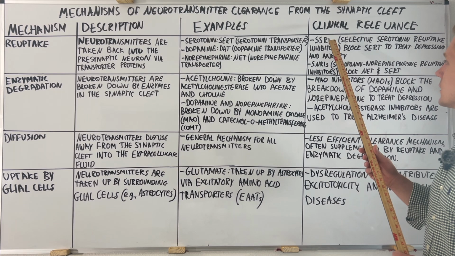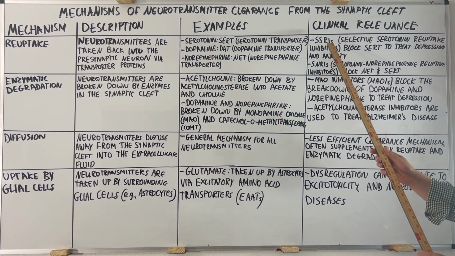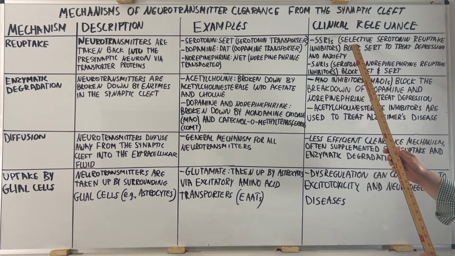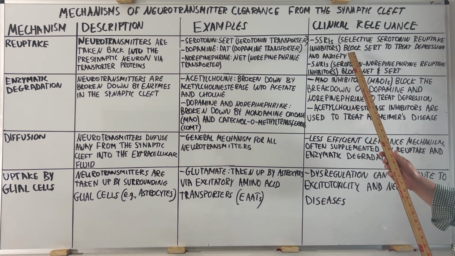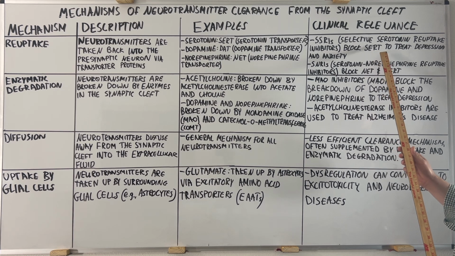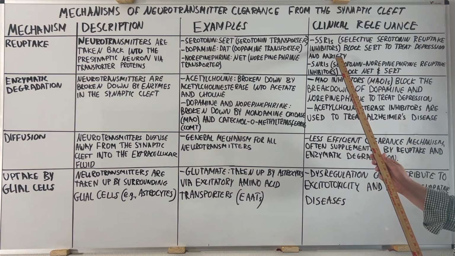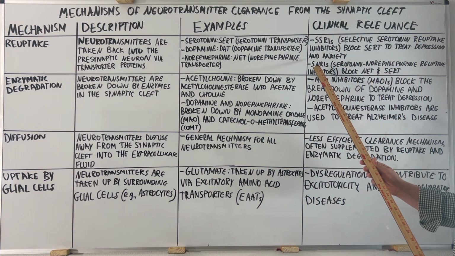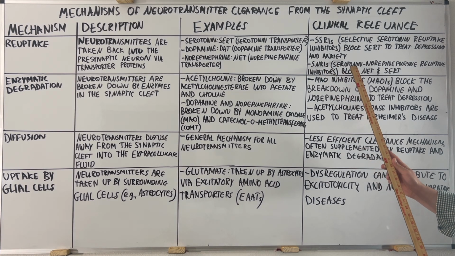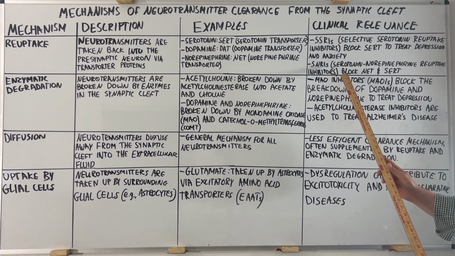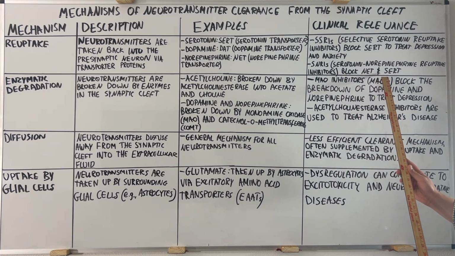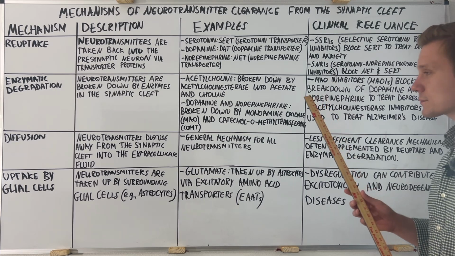And their clinical relevance includes SSRIs, which are selective serotonin reuptake inhibitors, which block SERT to treat depression and anxiety. And then we also have SNRIs, which are serotonin norepinephrine reuptake inhibitors, which block NET and SERT.